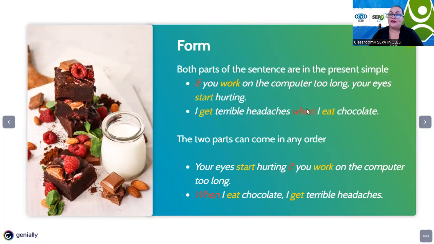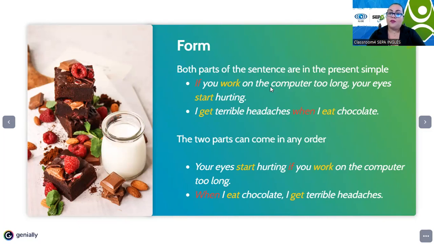The position of when is in the middle. And also we can use if at the beginning of the sentence. The two parts can come in any order. Your eyes start hurting if you work on the computer too long. When I eat chocolate, I get terrible headaches. Observe, the structures are the same. The only thing that changes is the way they are structured and organized, but the meaning is equal.